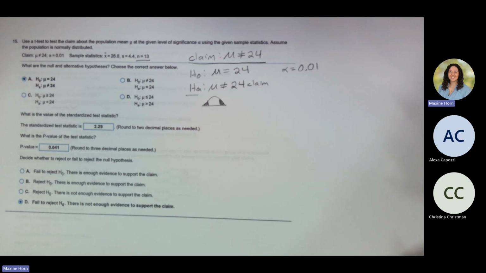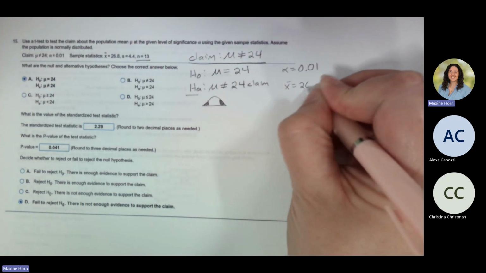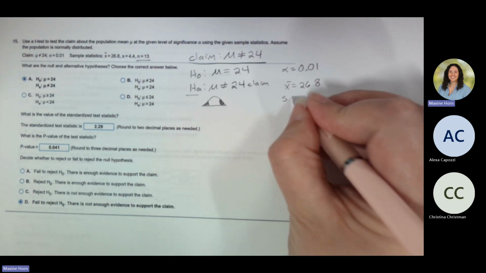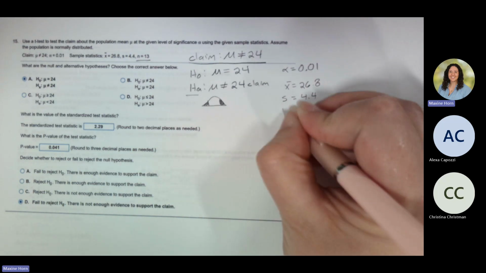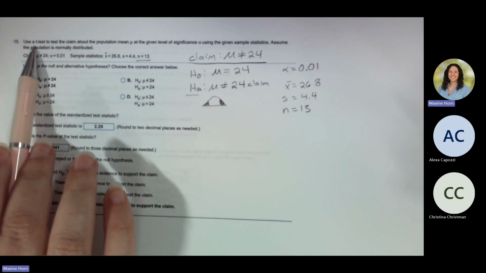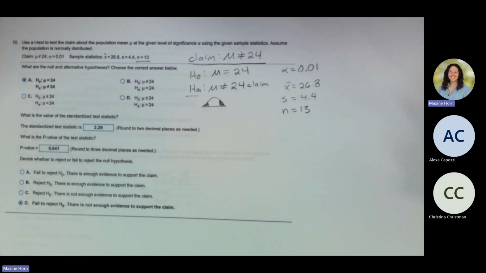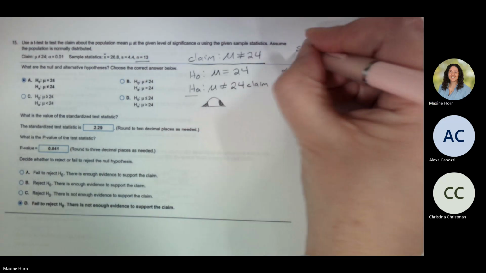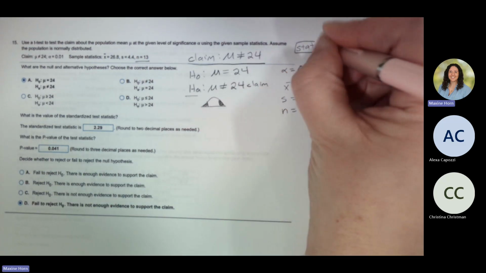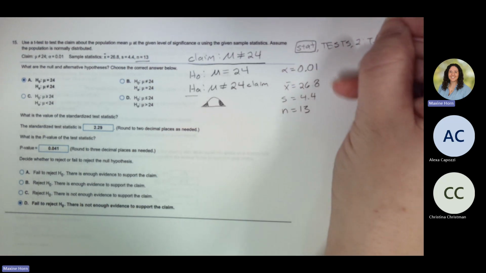Okay. And I'm going to go ahead and label everything else that they've given us. So I've got a sample mean, 26.8. I've got a sample standard deviation, 4.4, and I've got that tiny little sample size of 13. So even though they told us it was going to be a t-test, if they hadn't told us that, the fact that we have a sample standard deviation and not a population standard deviation tells us that this is going to be a t-test. Stat, tests, t-test.